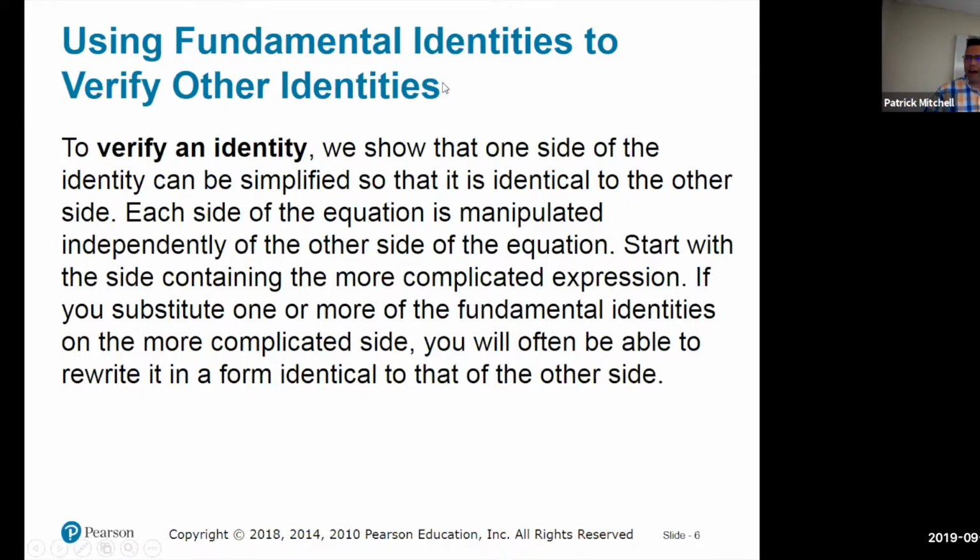And they do say that right here: start with the side containing the more complicated expression. There are some exceptions to that, but 9 times out of 10, that's what you're going to do. If you substitute one or more of the fundamental identities on the more complicated side, you will often be able to rewrite it in a form identical to that of the other side.